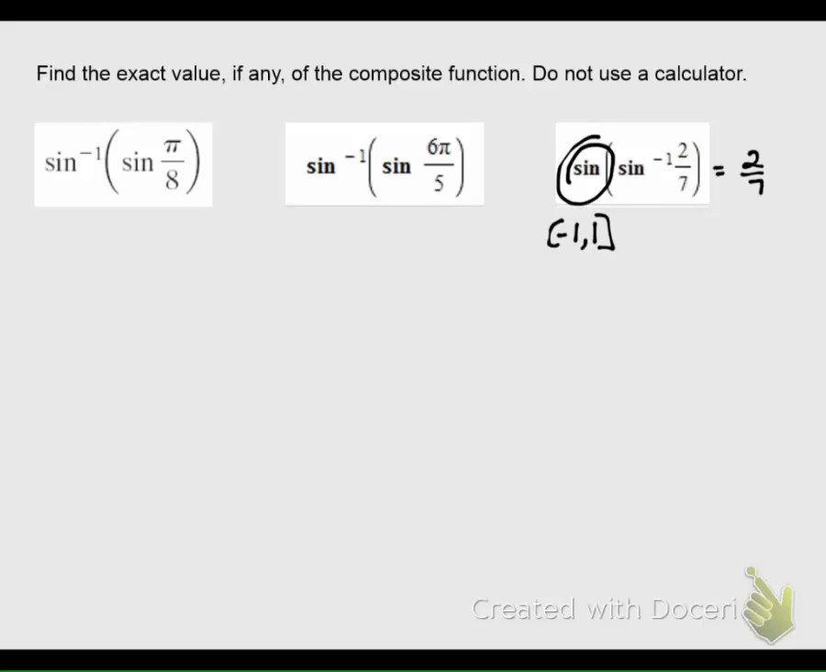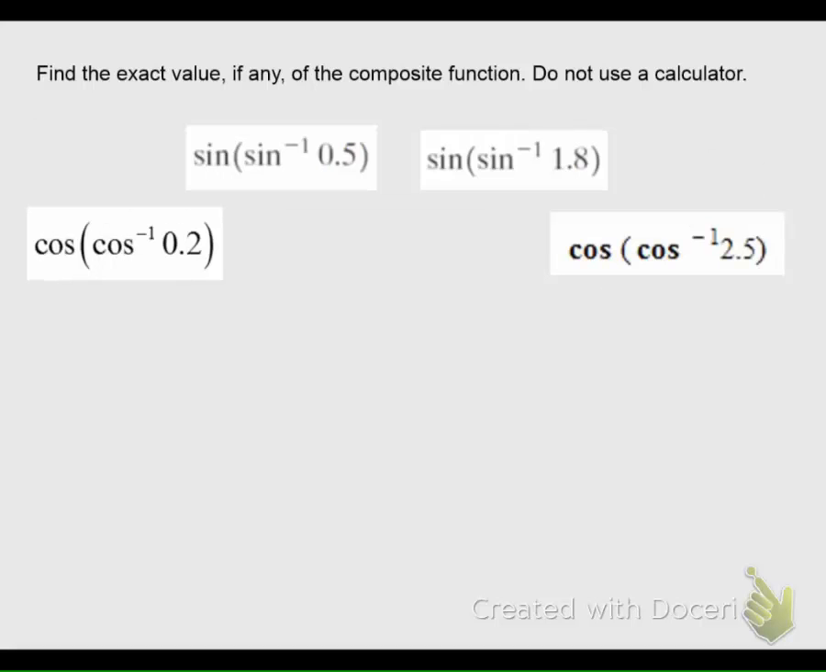If you're not good with fractions, you could think of it as negative 7 over 7, negative 1, and 7 over 7, positive 1. 2 over 7 would be in this interval. Here's a few more. Again, the outer function is a sine, so you need to be between negative 1 and 1. Is 0.5 a number between negative 1 and 1? Yes, so the answer is 0.5.